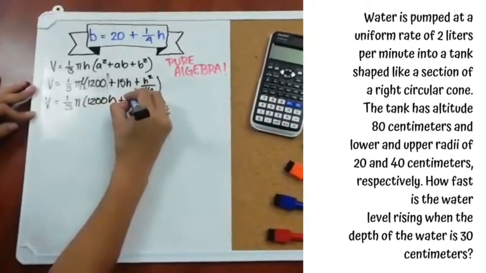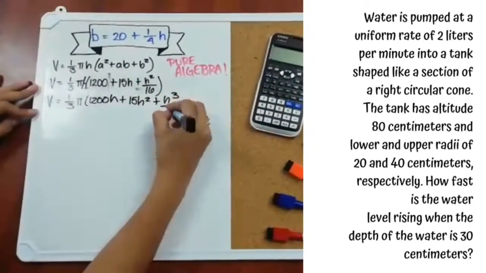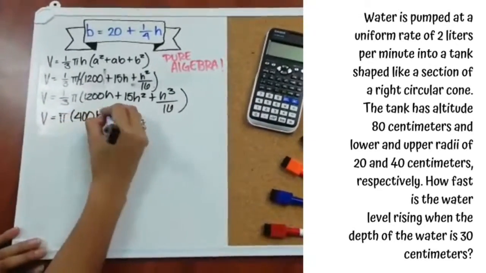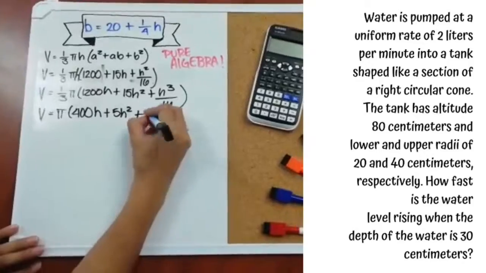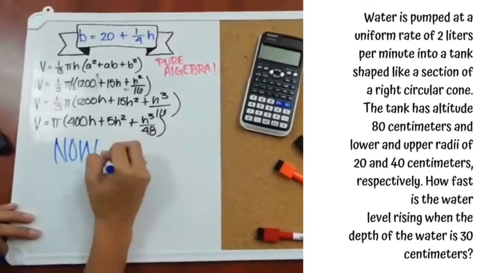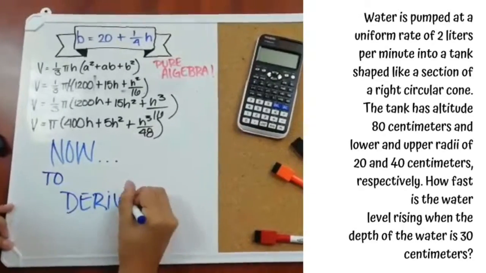We multiplied h, the one that's outside the parentheses, by every single term inside the parentheses, and we multiplied the 1 over 3 times every single term in the parentheses.